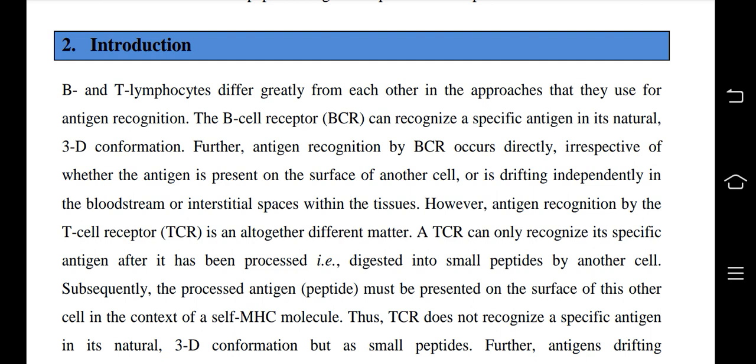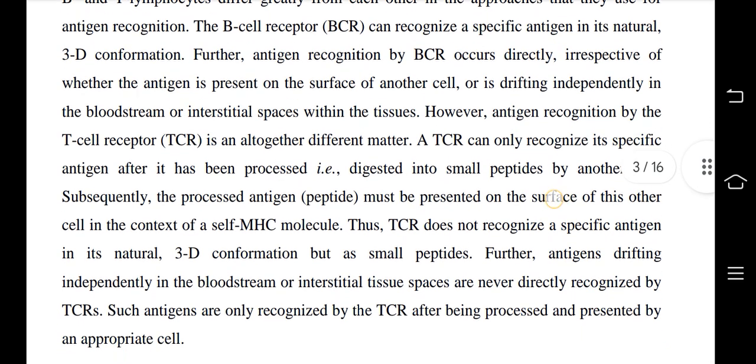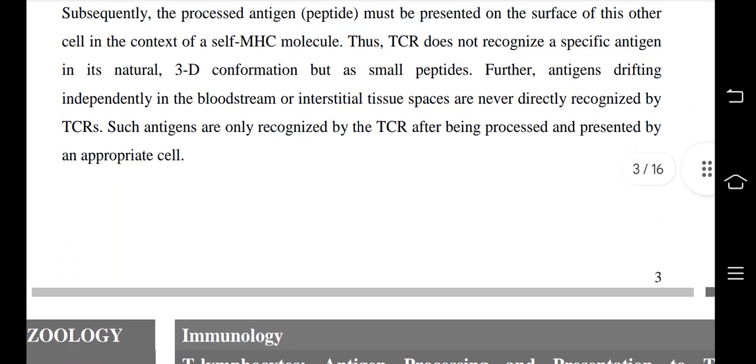However, antigen recognition by the T cell receptor is an altogether different matter. A TCR can only recognize its specific antigen after it has been processed, digested into small peptides by another cell. Subsequently, the processed antigen peptide must be presented on the surface of this other cell in the context of a self-MHC molecule. Thus, TCR does not recognize a specific antigen in its natural 3D conformation but as small peptides.